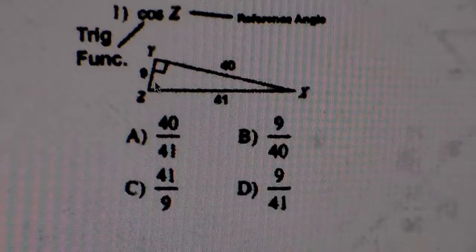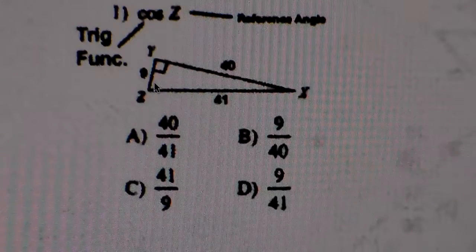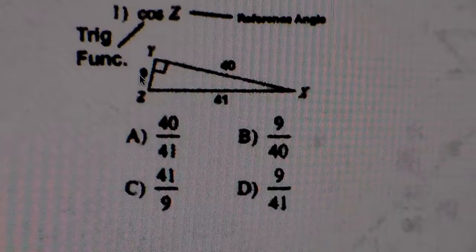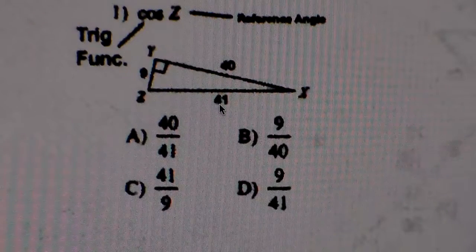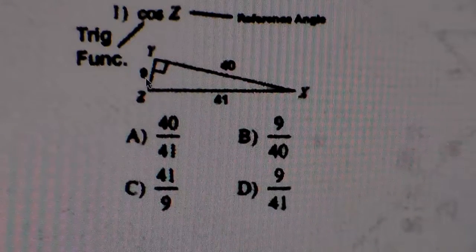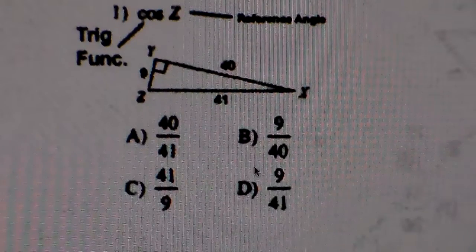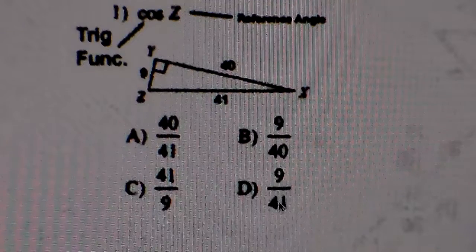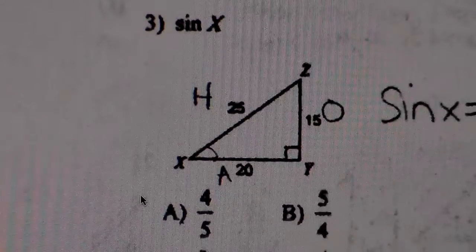So we have cosine, and cosine involves adjacent and hypotenuse. The adjacent side is right here, 9, and the hypotenuse, which is across from the 90-degree angle, is 41. So cosine of z would be 9 over 41. The answer for number 1 would be D. Let's try number 2.